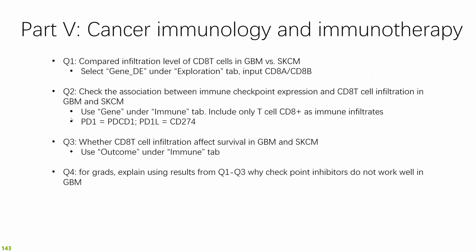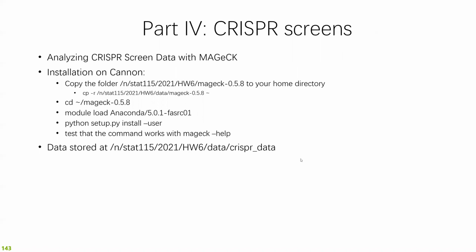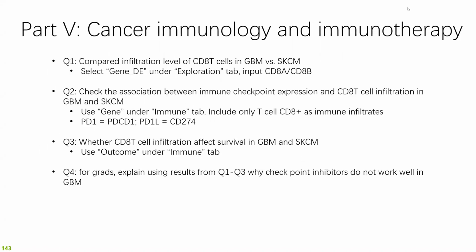For question three, you will be asked whether CD8 T cell infiltration affects survival in glioblastoma versus SKCM. For this question, just use Outcome under the Immune tab. The last question is just for graduates. You need to combine your observations and findings from question one to question three, and explain in a short paragraph why checkpoint inhibitors do not work well in glioblastoma. I think when you get the results from Q1 to Q3, it's very obvious. Yeah, that's the end of the lab.